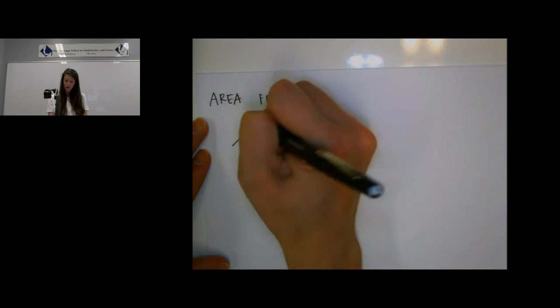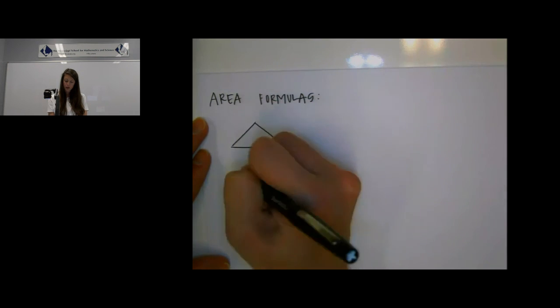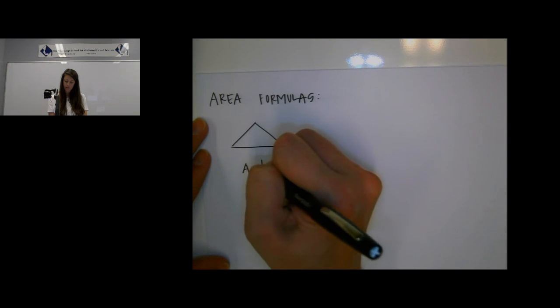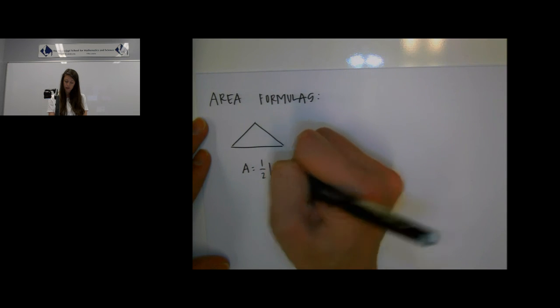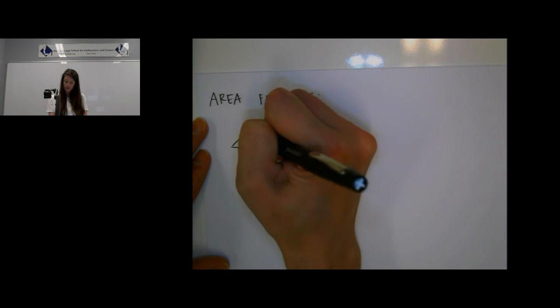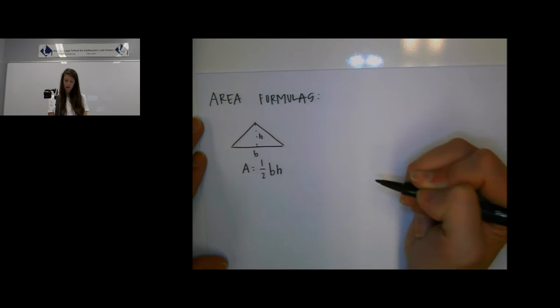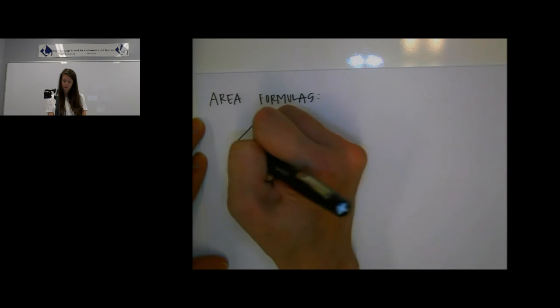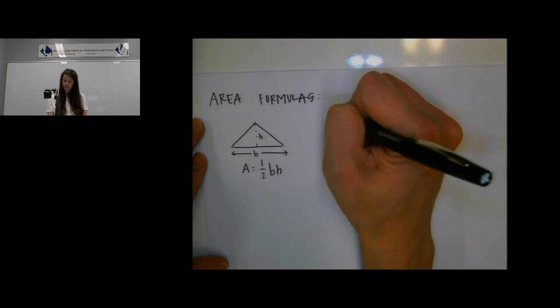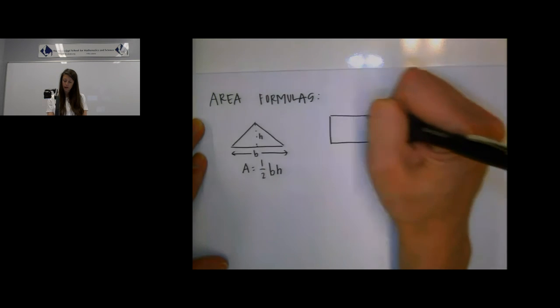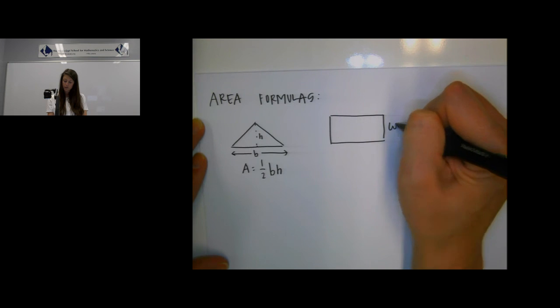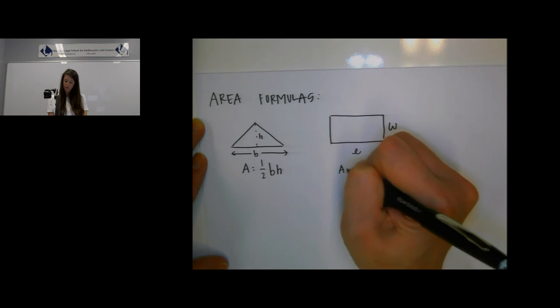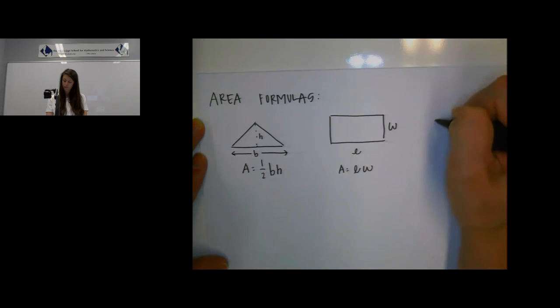Okay. If we have a triangle, remember the area is 1/2 your base times your height. So your height is from the peak, and then your base is your bottom part. The area of a rectangle is your length times your width.